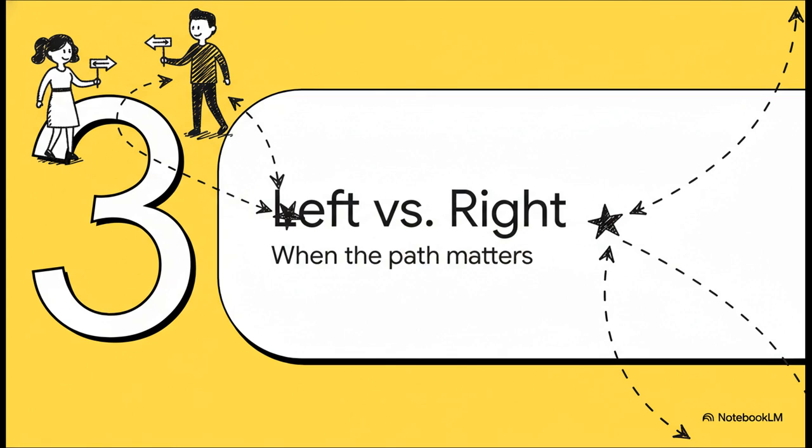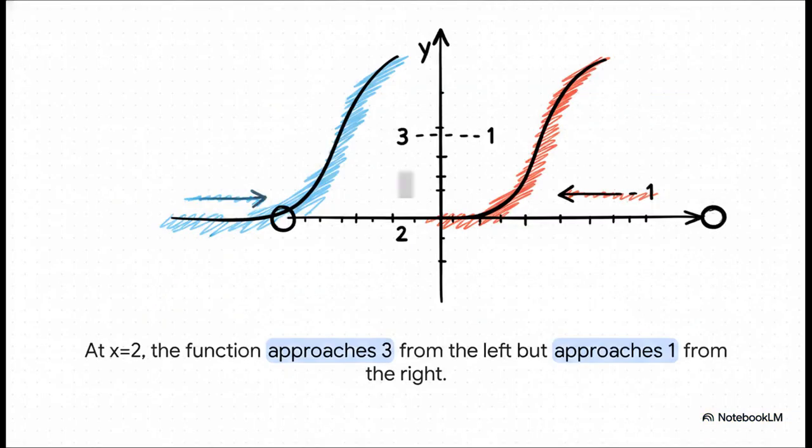Think of it like two friends trying to meet up at a specific spot. Let's take a look at what's happening right at x equals 2 here. If we approach from the left side, just follow the line, where are we heading? It looks like we're heading to a y value of 3. Okay, but now what if we come in from the right side? Whoa, the function suddenly jumps down and starts approaching a totally different value, 1.